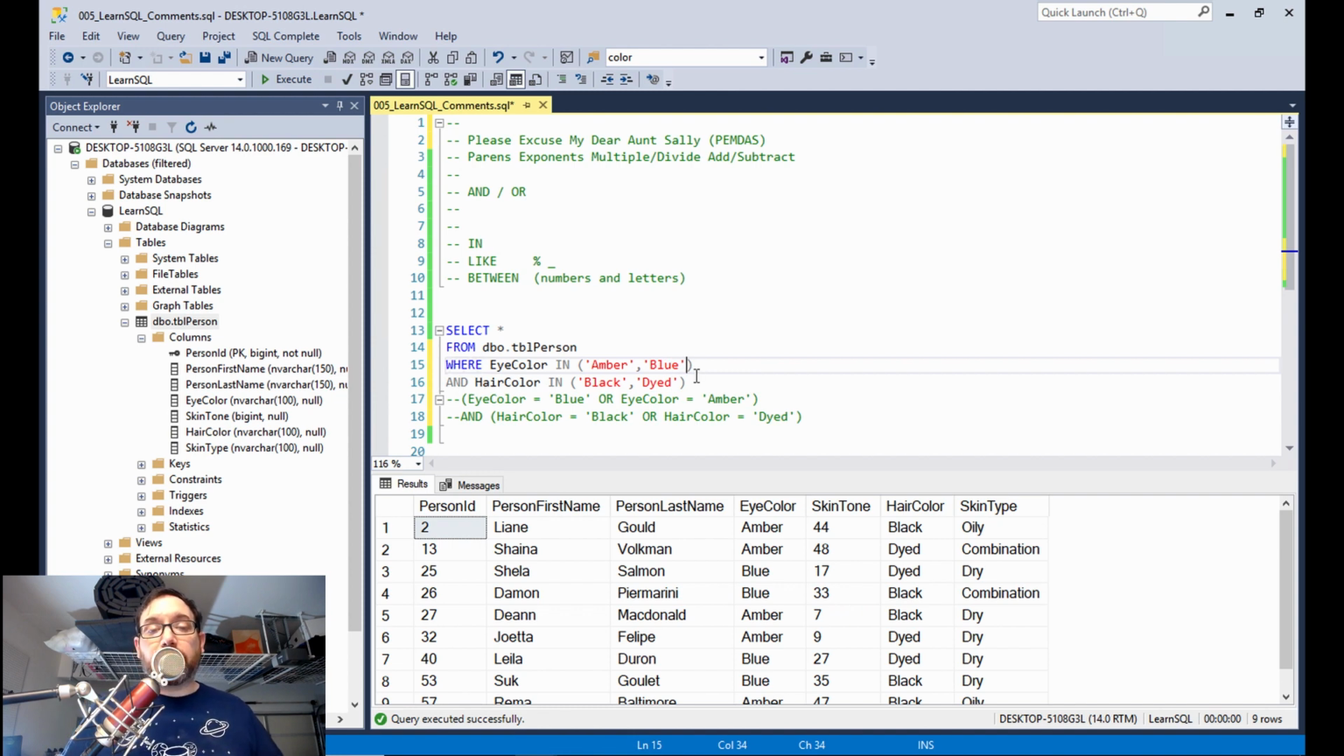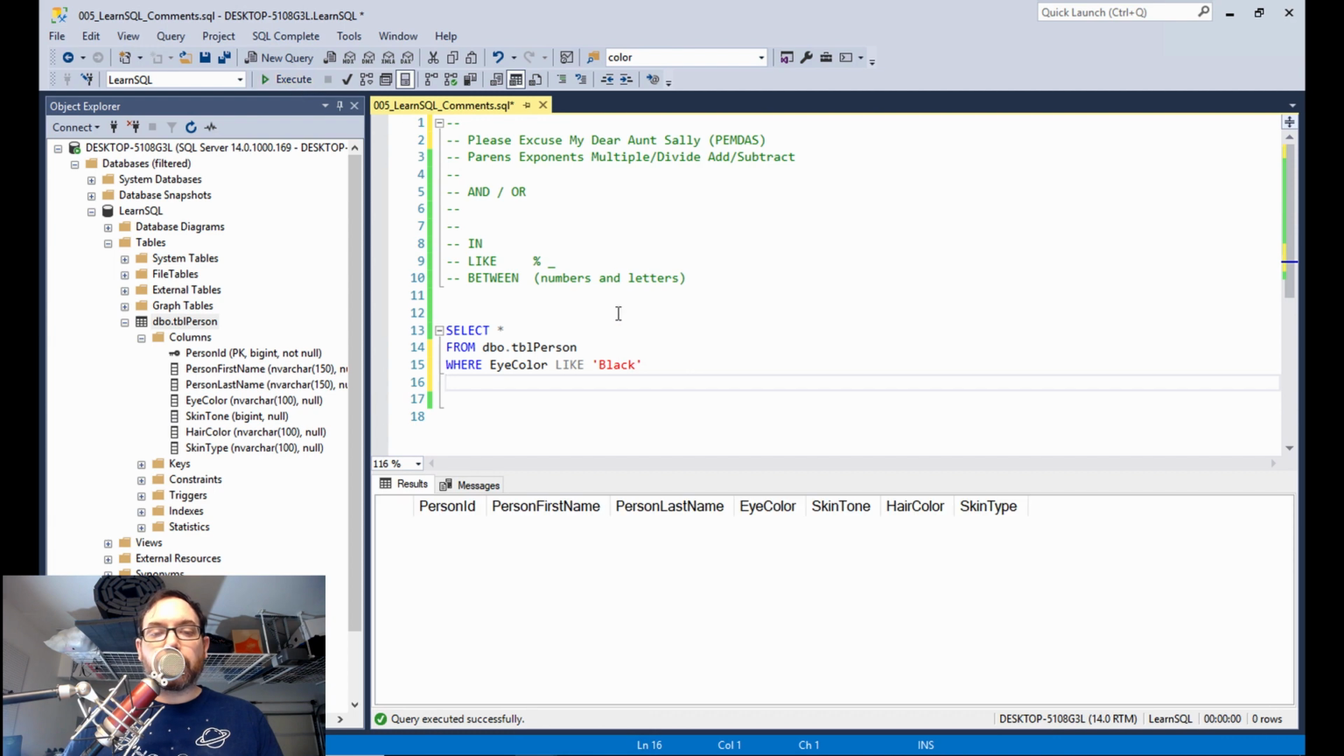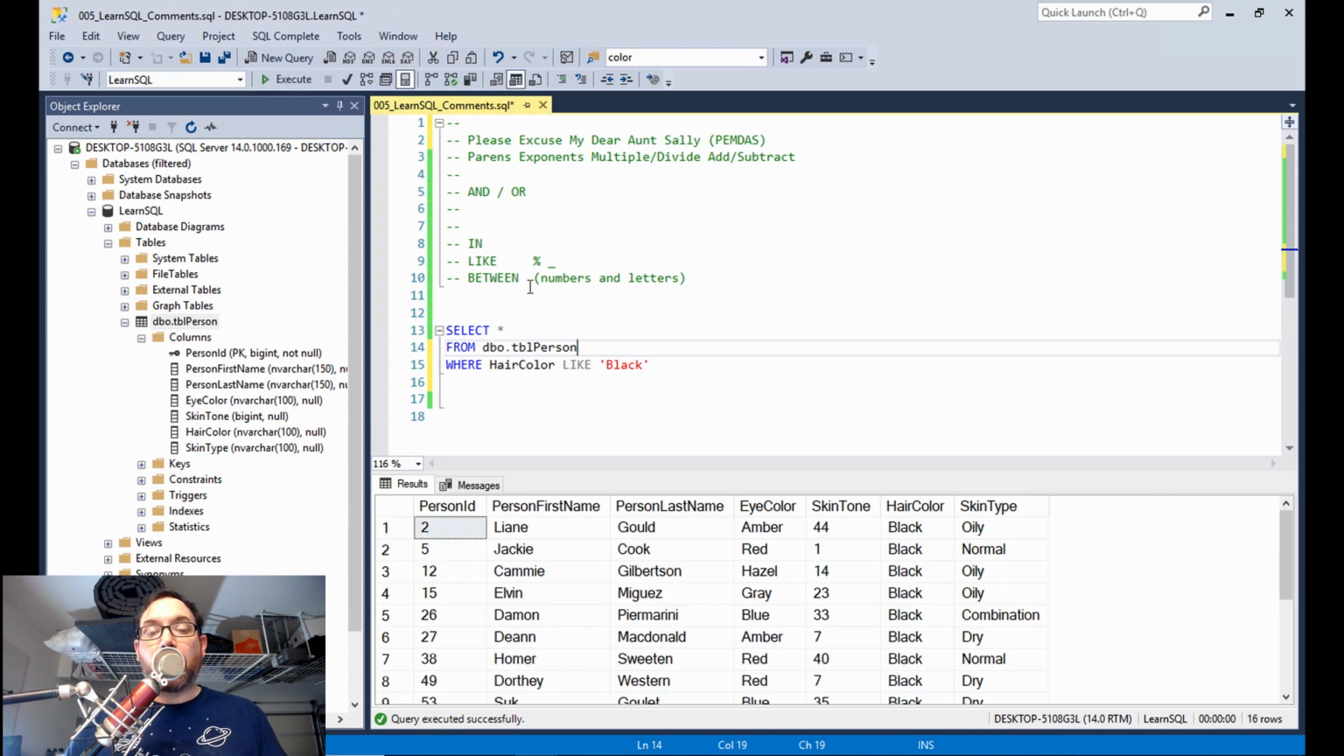Another item I'd like to cover in the WHERE clause is the LIKE. So I'm going to do LIKE 'black'. I'm going to remove this. So LIKE is kind of like an equals. If I run this, I won't get anything because I'm looking at the wrong column. Where hair color LIKE 'black'. Hair color is black.